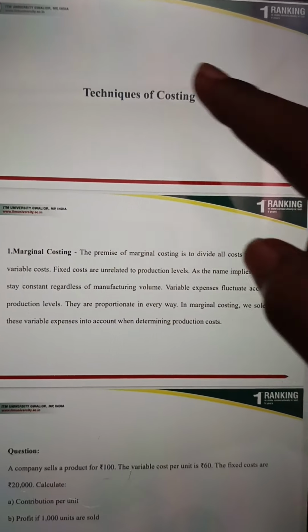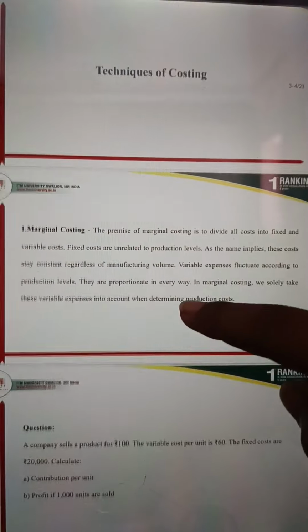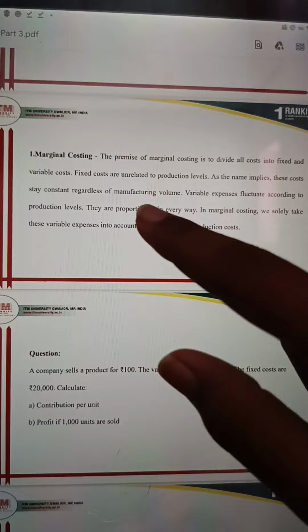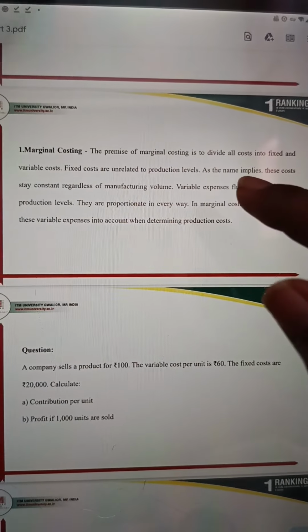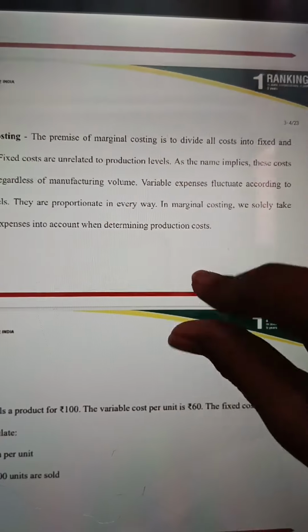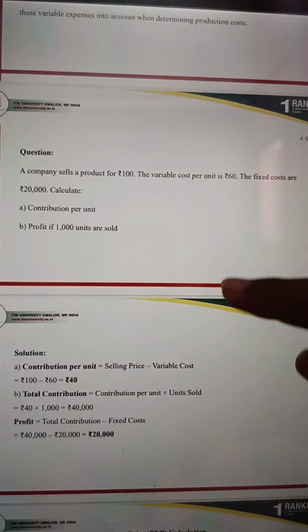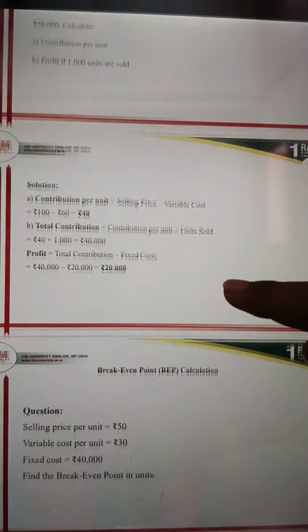Let's come to the Unit 1 Part 3 quick recap. Techniques of costing. In this we only have to learn the definition of the techniques. There are 2 to 3 techniques. Marginal costing is the first technique. You have to learn the theory of what marginal costing is, and you don't have to focus much on numericals this time. We will learn this in another short, and you have to learn just the example of how it came.